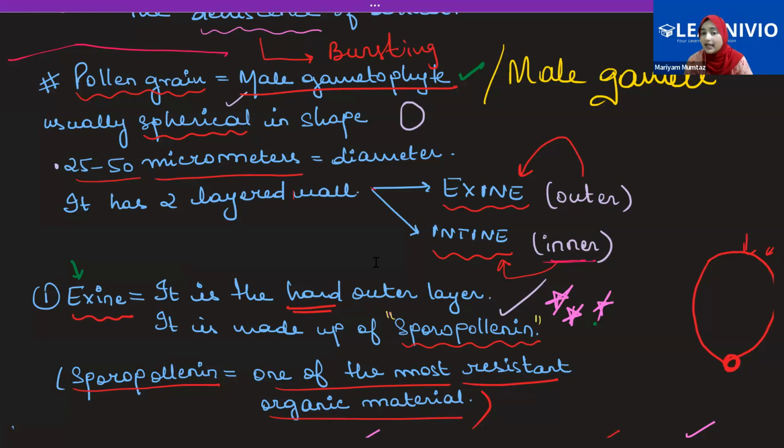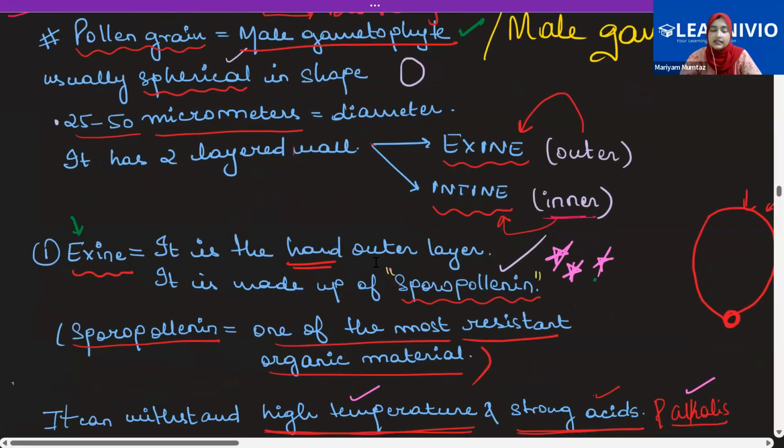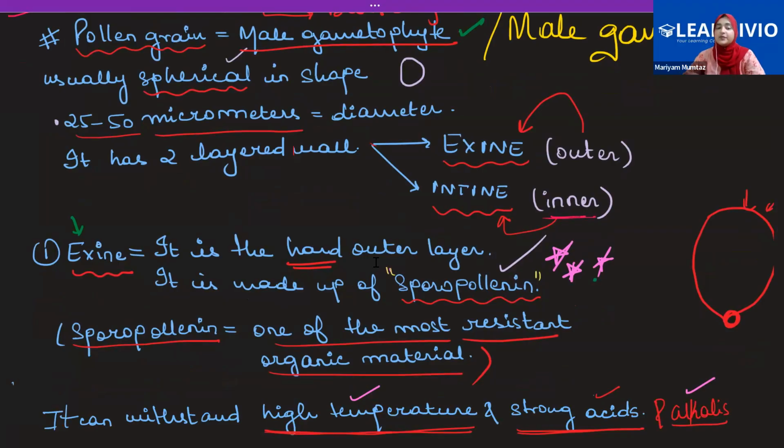Okay, this is the name of the layers. Now, the exine part is hard on the outside and it is made up of sporopollenin. It's a chemical which is very, very hard. Like nothing can degrade this chemical. It is one of the most resistant organic materials. So the outer layer of the pollen grain is made up of sporopollenin.